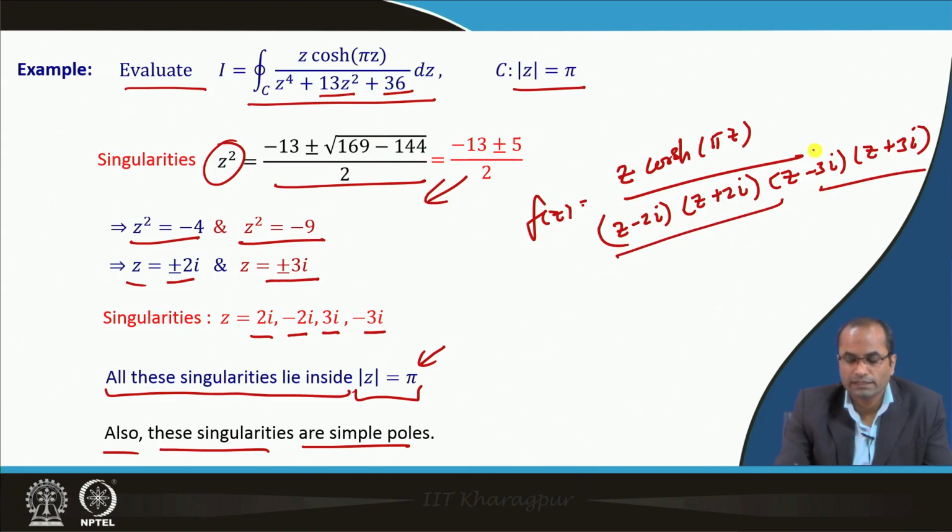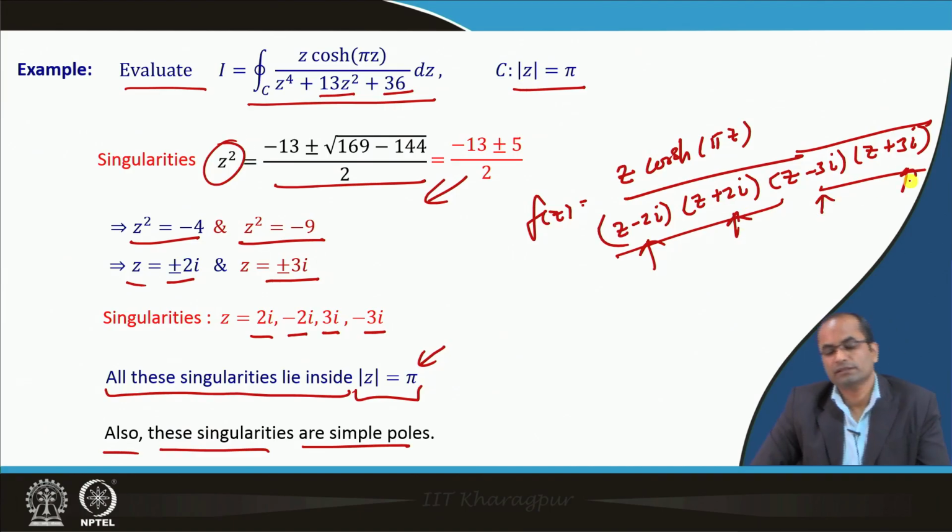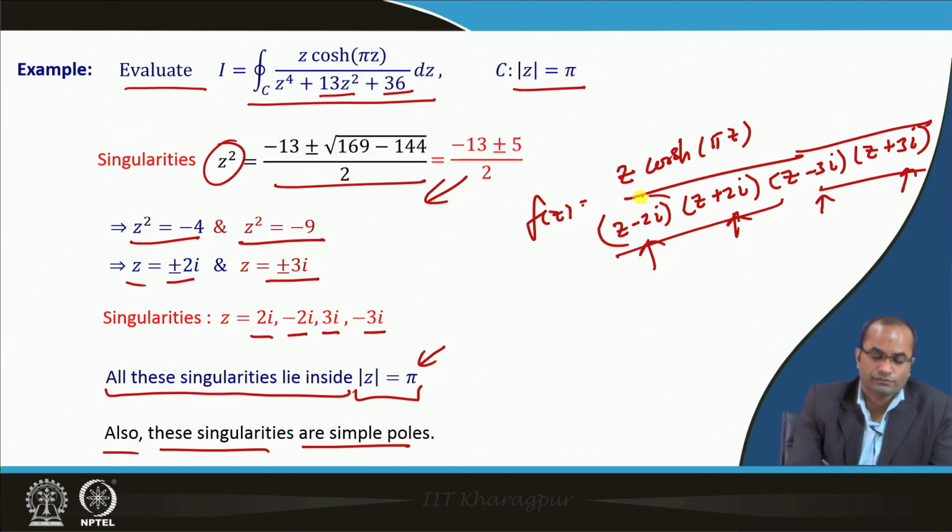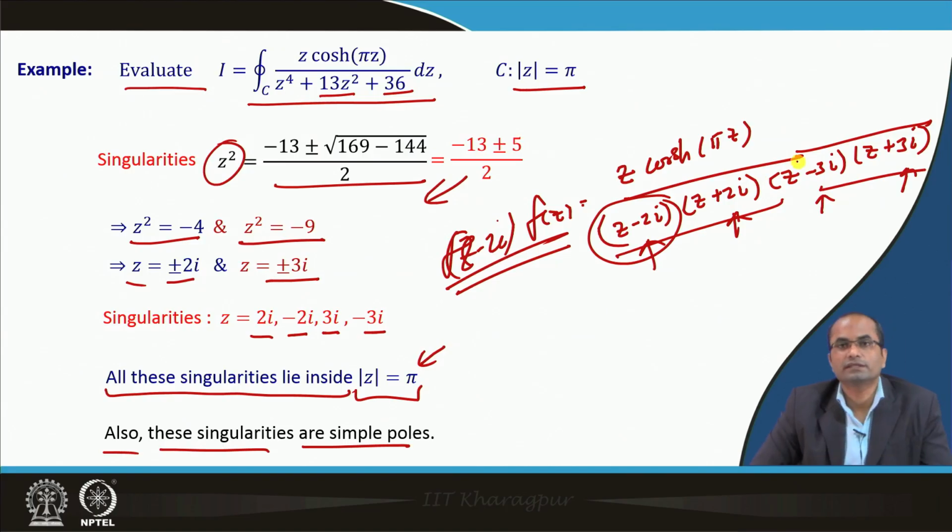So, each of them, whether z equal to 2i, z equal to minus 2i, z equal to 3i, or z equal to minus 3i, all these points are simple poles. Because if we multiply f(z) by z minus 2i, for instance, and take the limit, it will exist. Similarly for z plus 2i and so on.